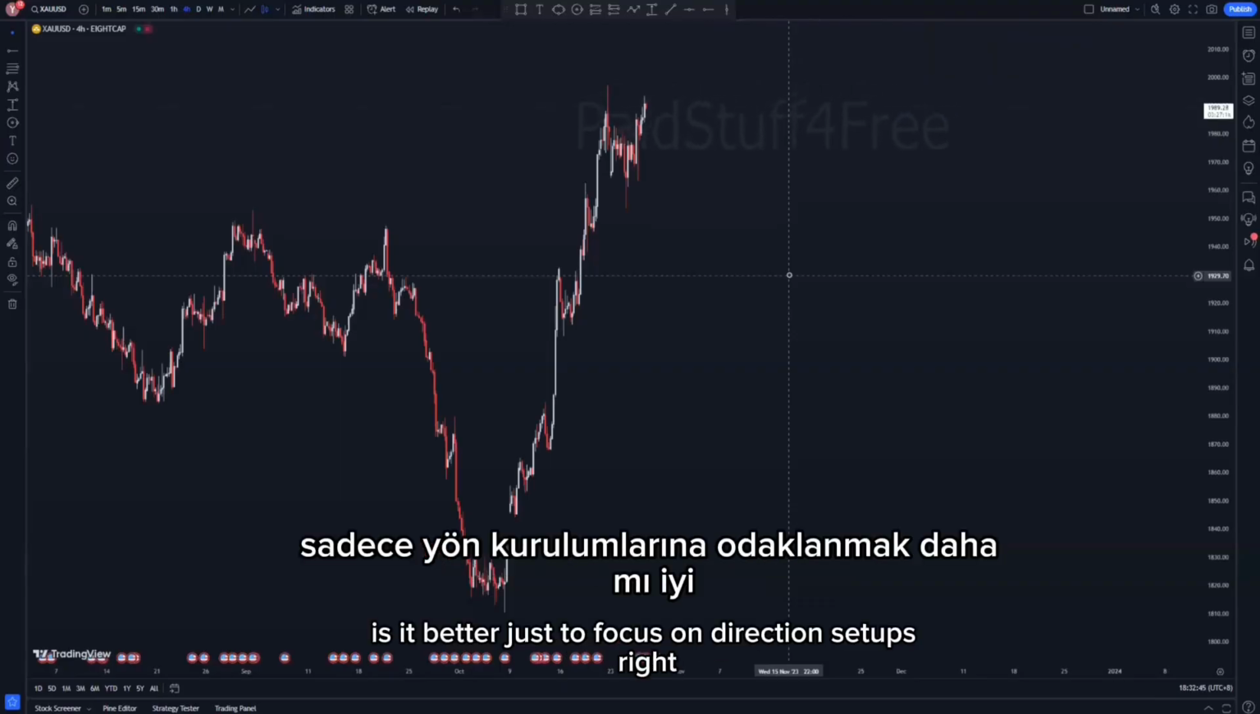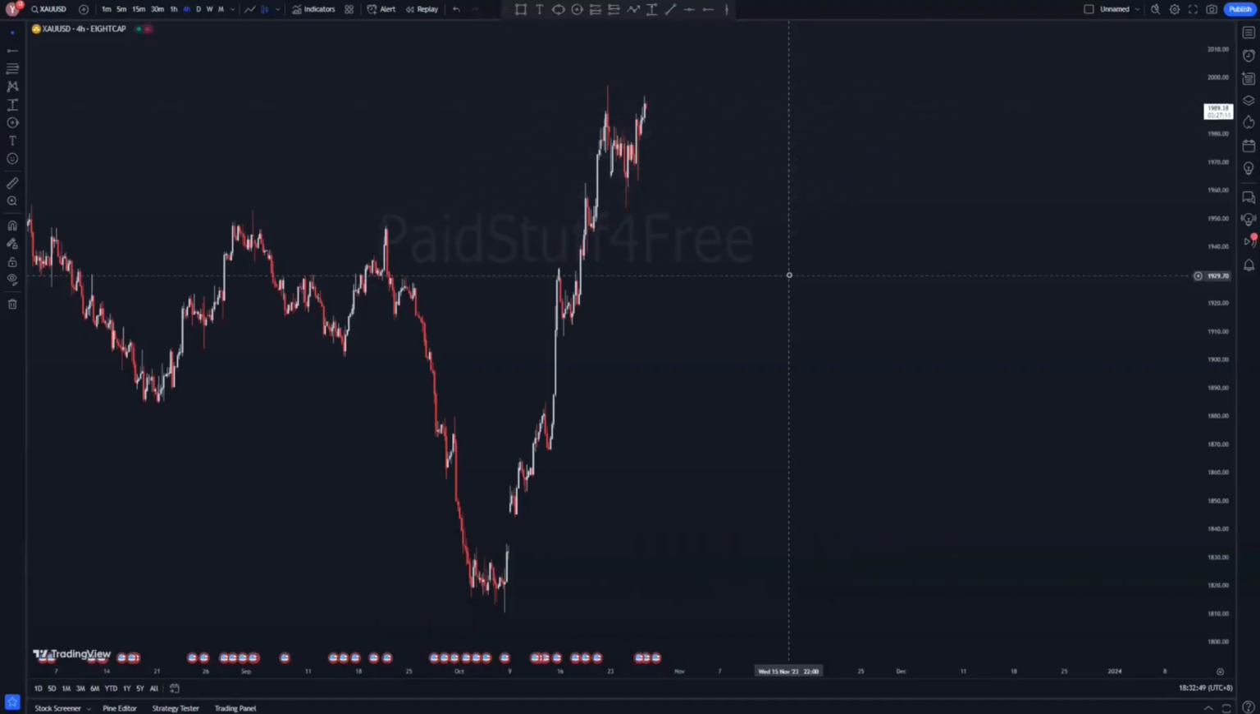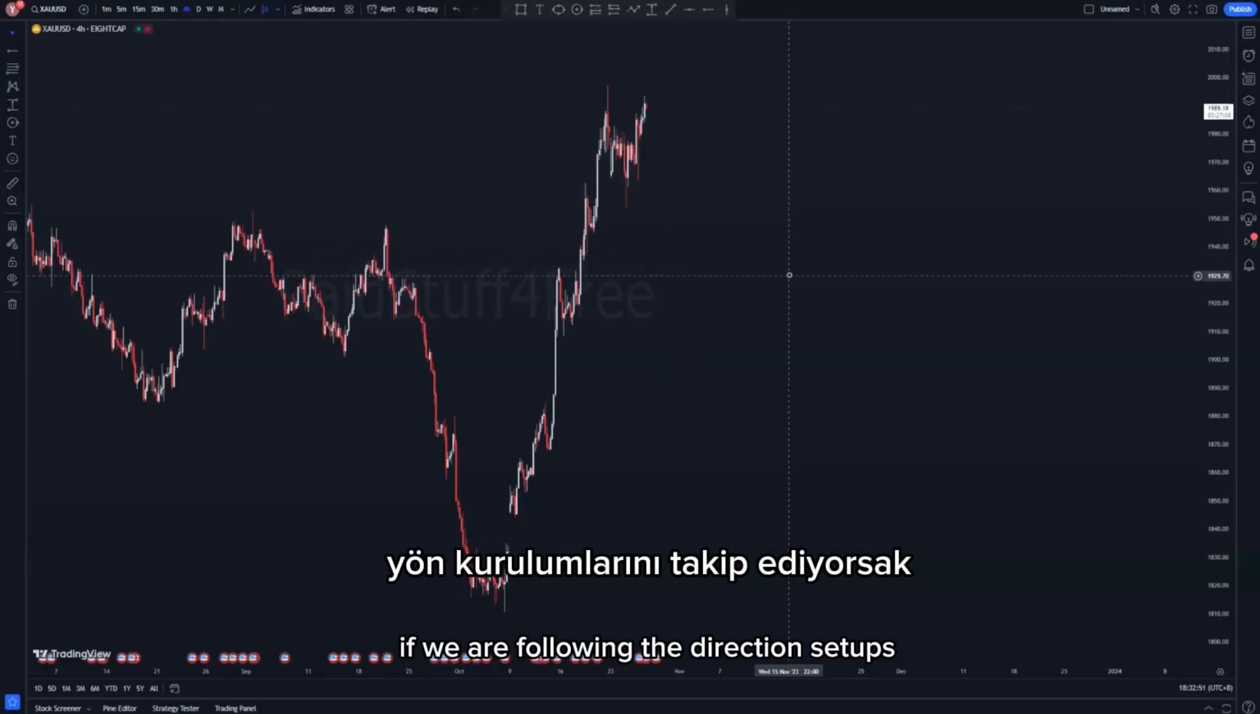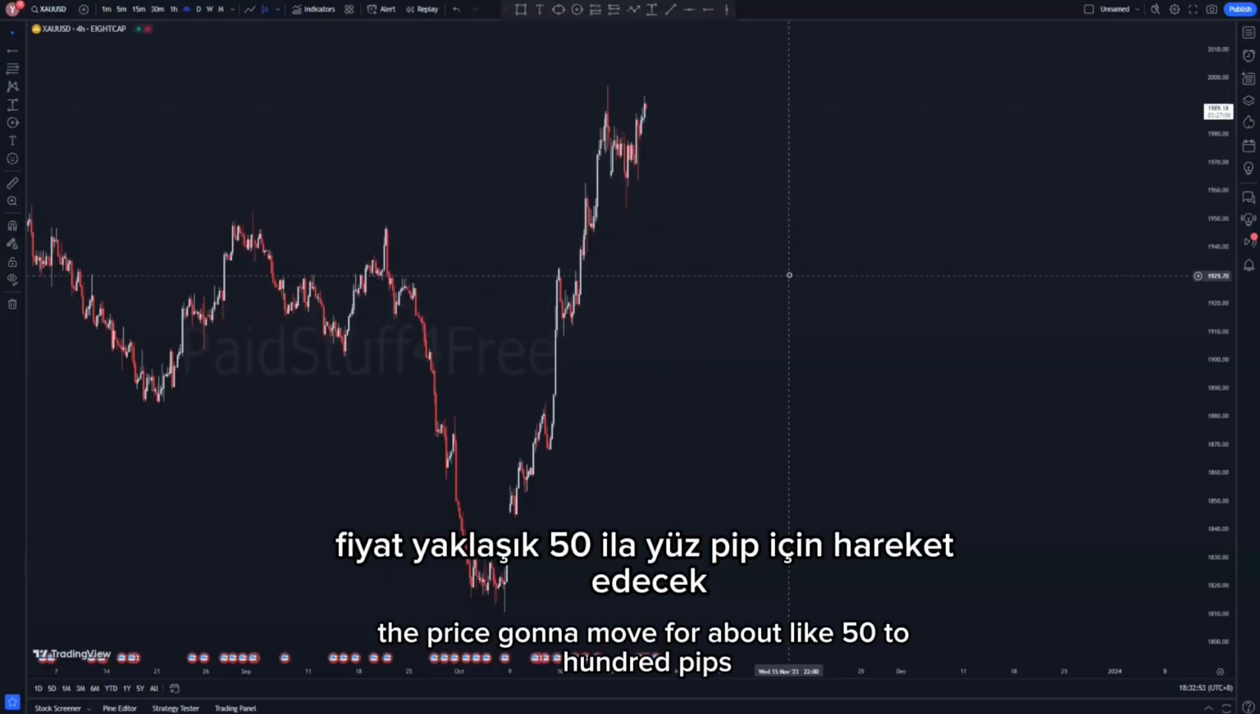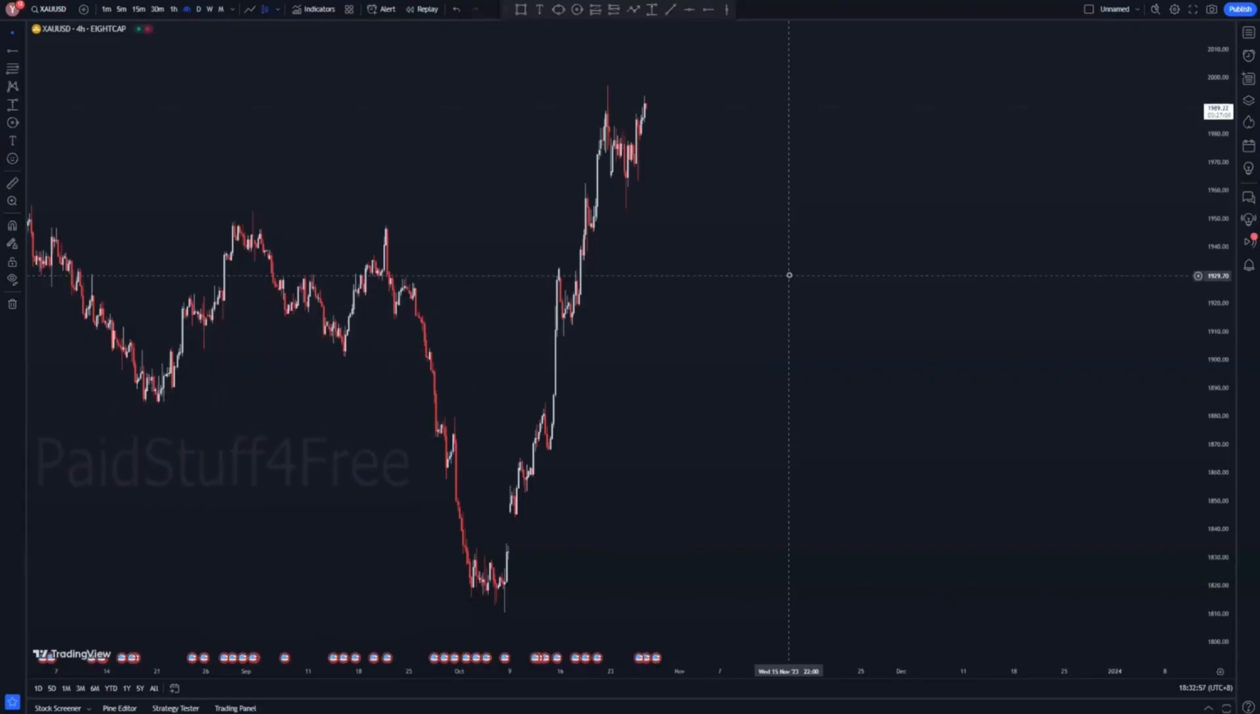As beginners, is it better just to focus on direction setups, right? Yes. Okay. Because like I said, if we are following the direction setups, minimum the price is going to move for about 50 to 100 pips, right? Okay.